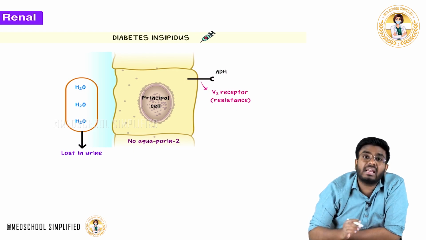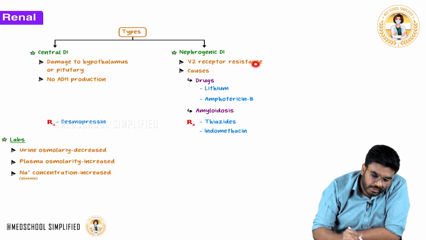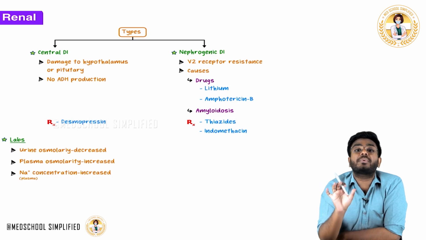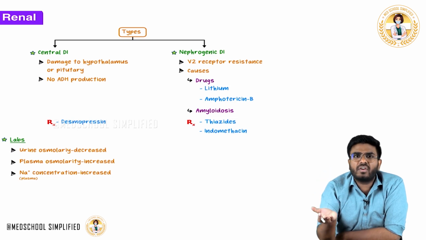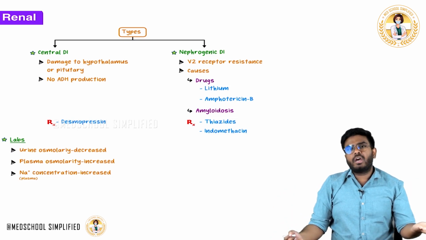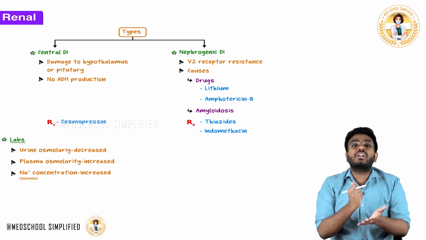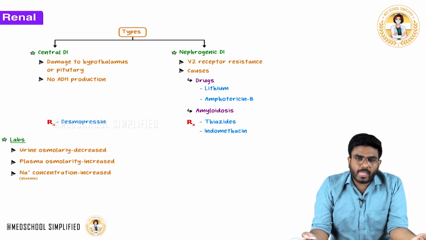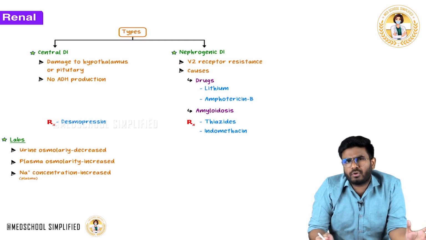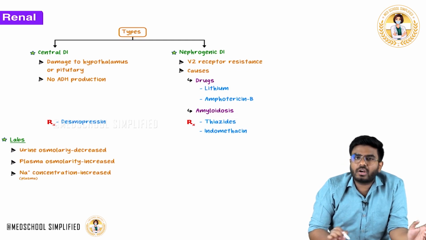The V2 receptors are resistant. So now the V2 receptors are mutated. So antidiuretic hormone is there, but the V2 receptors are non-functional. If they are non-functional, it looks like antidiuretic hormone is not there. Antidiuretic hormone is there, but it is useless because it cannot stimulate the V2 receptors. Now if you ask me why these V2 receptors are not functioning, there is some problem in the nephrons. Because of that, the V2 receptors are not functioning.